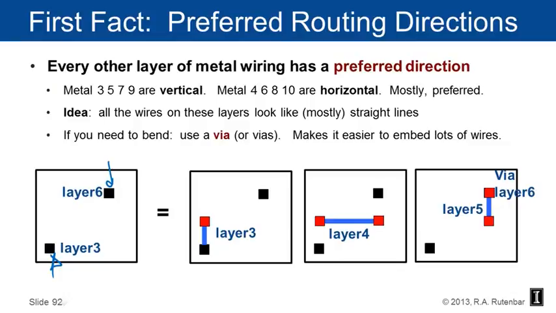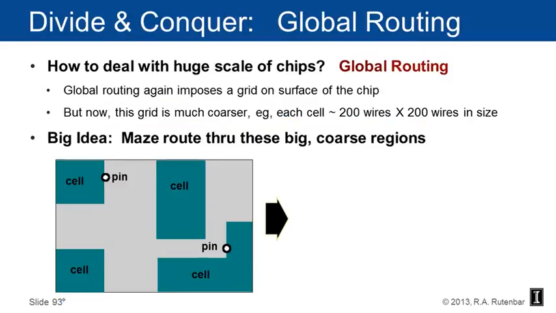And so the idea is that if you need to bend, use a via. People will play games with the bend penalty; you're allowed to bend, but very, very little. The whole idea is that the wires on these layers look like mostly straight lines, which makes it much, much easier to route a lot of things that are just going in straight lines. It's harder to block stuff. And when you need to go around, you go to another layer that's mostly straight lines. So that's one of the ways you deal with this complexity. But there's another interesting way, which is a divide and conquer scheme. So how do you deal with the huge scale of chips? The first kind of routing you do is actually something called global routing.